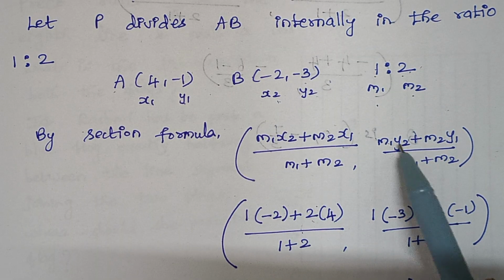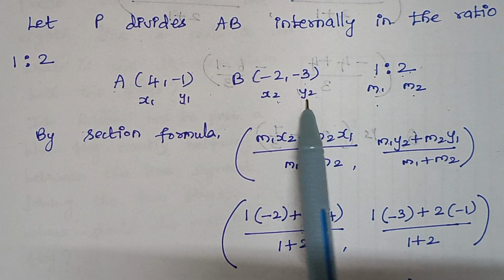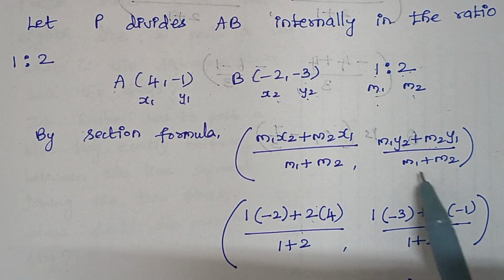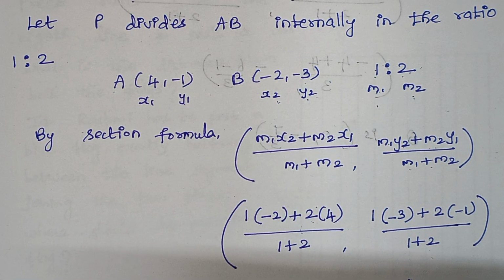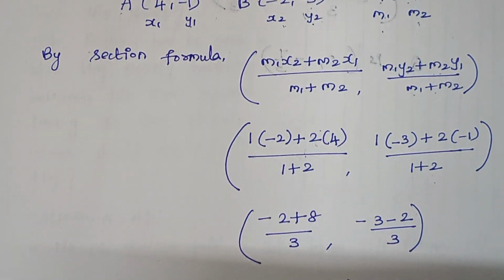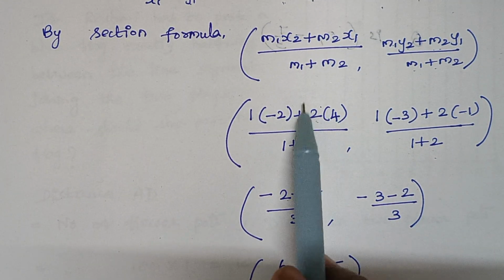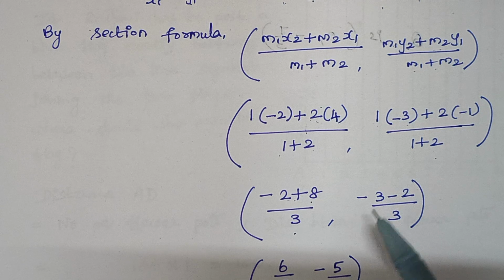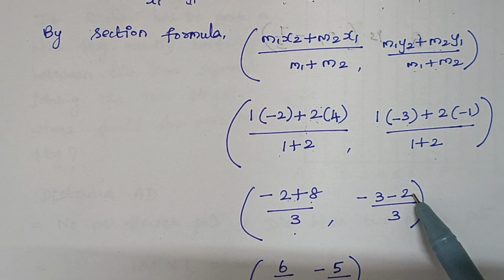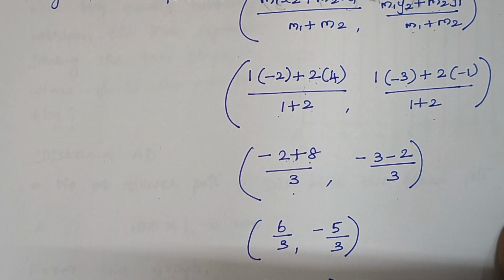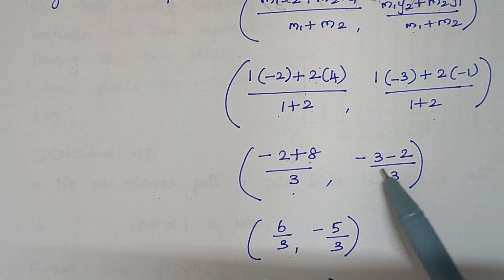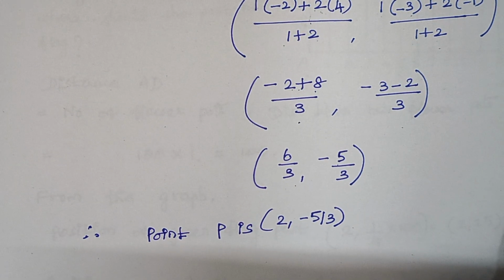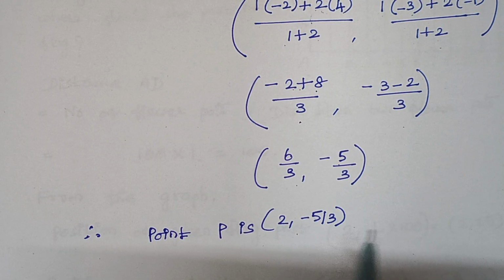Now the next thing is m1 y2. m1 is 1 into -3 plus m2 is 2, 2 into y1 is -1, divided by m1 plus m2, which is 1 plus 2. Now we are going to simplify this. So 1 into -2 is -2 plus 2 fours are 8, divided by 1 plus 2, 3. And 1 into -3 is -3, 2 into -1 is -2, divided by 3. So -2 plus 8 is 6 by 3, and here it is -5 by 3. So the point P is represented by the coordinates (2, -5/3).